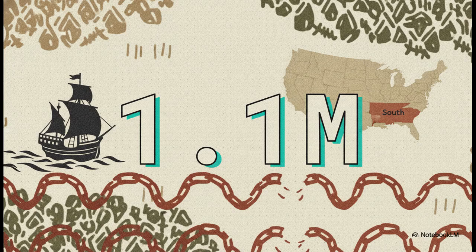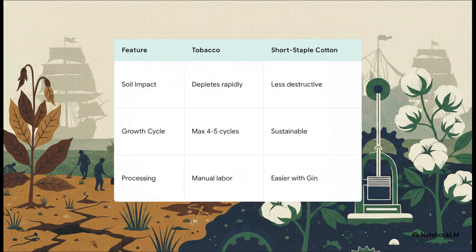So, what triggered it? Well, agriculture shifted drastically. During the colonial days, tobacco was the undisputed king, right? But it was absolutely brutal on the environment. It chewed through soil nutrients so fast that fields were basically reduced to useless grass patches after just 4 or 5 harvests. Then you have short staple cotton. This crop was entirely different. It could grow basically anywhere across the South. The only catch, it was incredibly tedious and difficult to harvest.